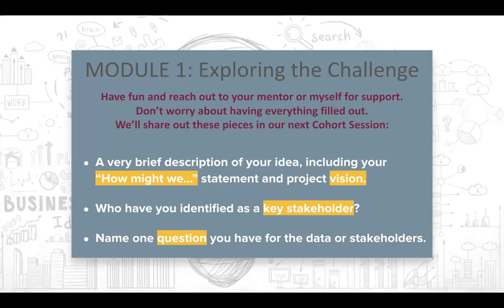So this should be something that you already came in with. And then identifying a key stakeholder or two. So who's your core user, or who's a key collaborator that you're going to bring in? And then naming at least one question that you have for the data or the stakeholders, like what's one burning question that you want to answer as soon as possible. And so that'll get us going for our first cohort session and set us up for module 2.